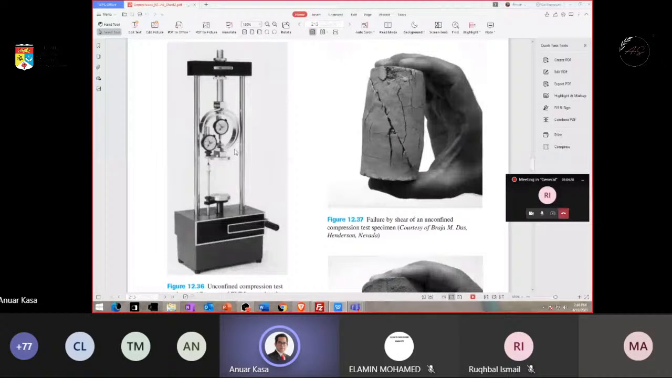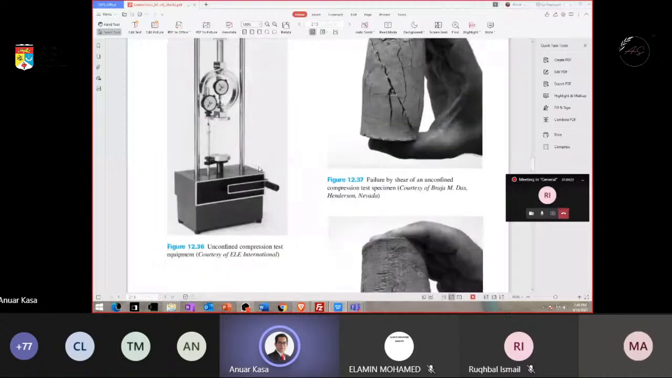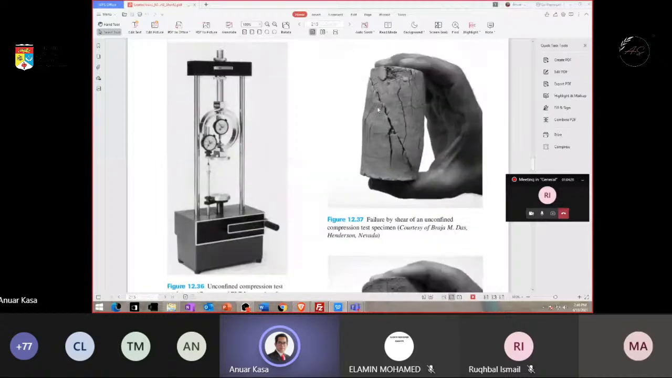As you can see here, normally the failure is like this one. This is the failure plane. When we apply a compression here, and the surrounding is not confined, the failure plane is like this one. So this one is more or less like a homogeneous material.